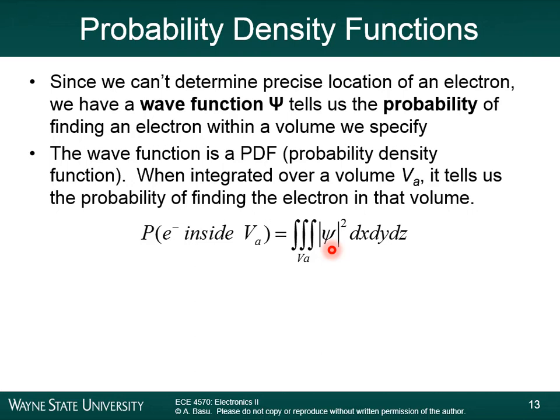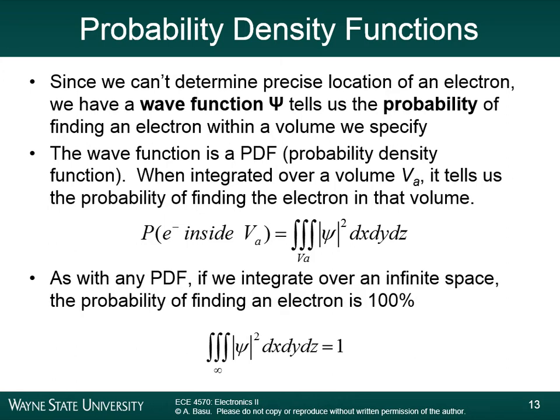So, getting back to this then. As with any probability density function, if we integrate it over an infinite space, the probability of finding an electron is 100%. If an electron exists somewhere, if we integrate over the entire space, all x, all y, and all z, then of course the probability of finding that electron is going to be 100%. That's what it means when you have a triple integral and then here you have the infinite. So you're integrating over the infinite domain.